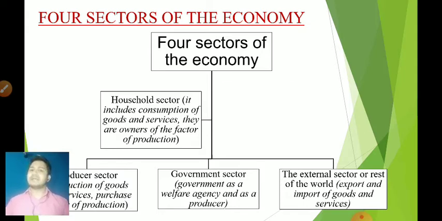Dear student, our second sector is the production sector. This is also known as the firm sector. This sector produces goods and services. It takes all the resources, or you can say all the factors of production, like labor, land, capital, and entrepreneur, from the household sector, and after that, by utilizing these factors of production, they generate goods and services. So this is our firm sector.